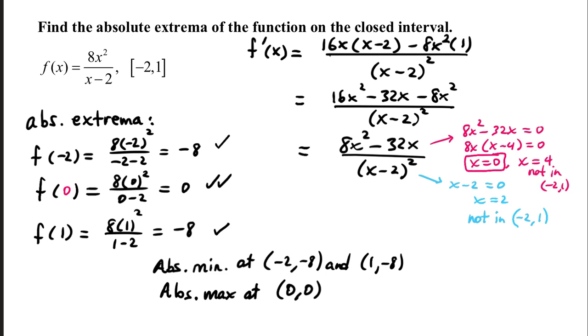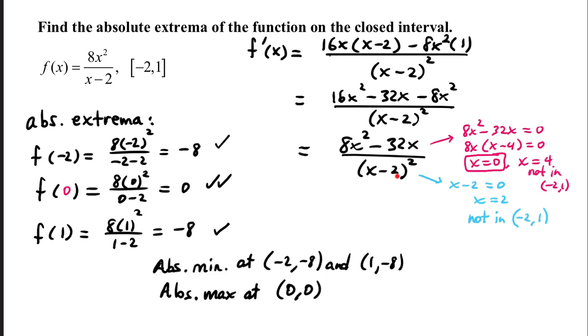This derivative will be 0 when the numerator is 0. In the red ink, 8x squared minus 32x is equal to 0. Let's factor out 8x. 8x is 0 when x is 0. X minus 4 is 0 when x equals 4. However, this critical number 4 is not in the interval given. 0 is, so I put a box around it.